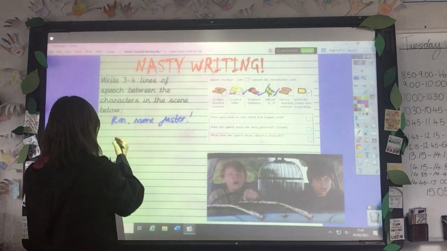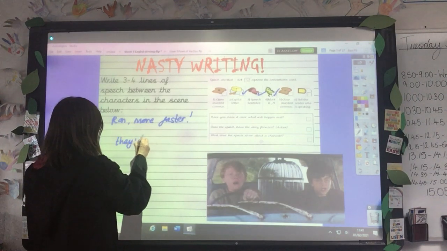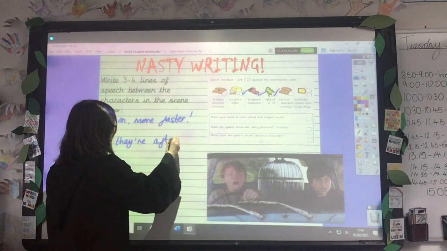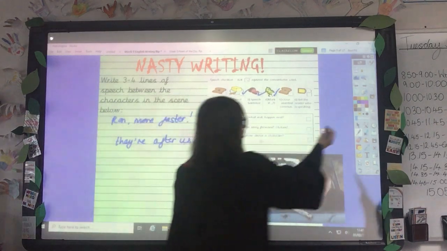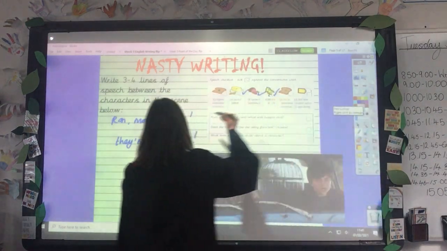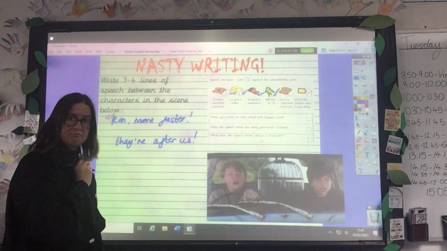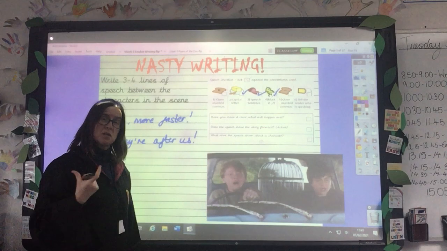"Ron, move faster," and then he's going to say, "There they are, they're after us." And again, I think he'd have another exclamation mark. So I have to now make sure I put in my inverted commas. So here's one bit of speech, and this is another bit of speech. So I can do this in different ways.